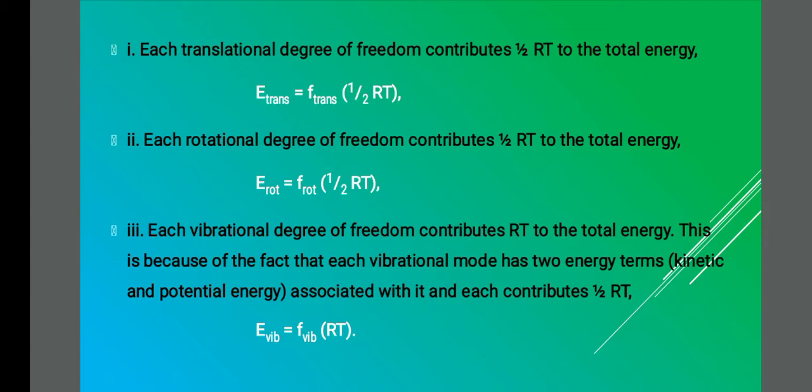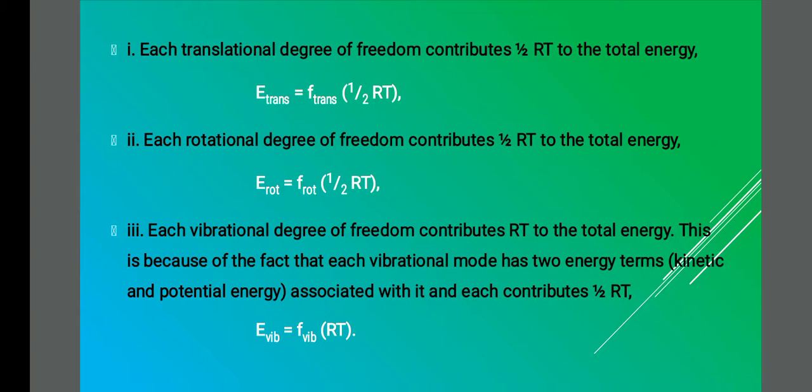Each translational degree of freedom contributes half RT to the total energy. So the translational energy contributes half RT to the whole system. So E trans is equal to F trans into half RT. Coming to rotational degrees of freedom, each contributes half RT to the total energy.